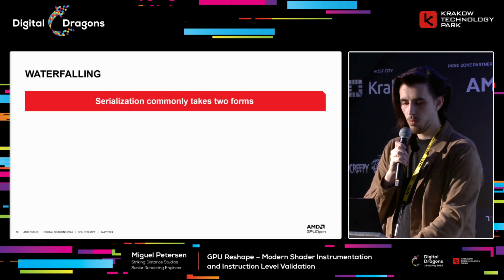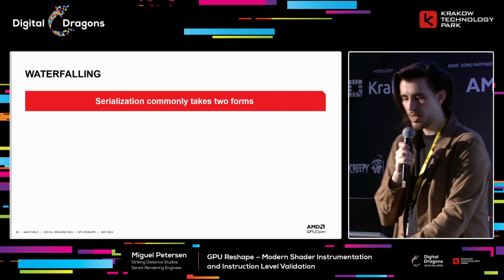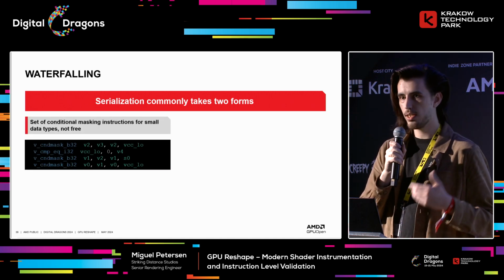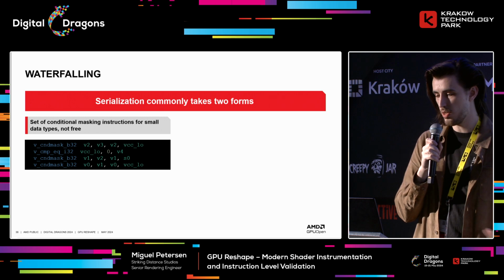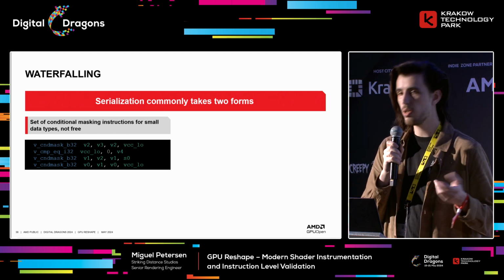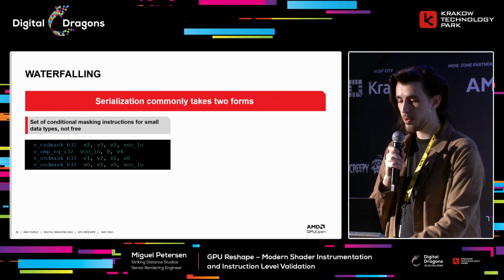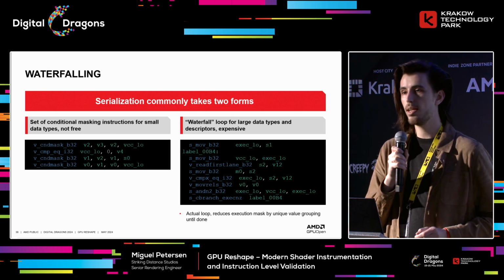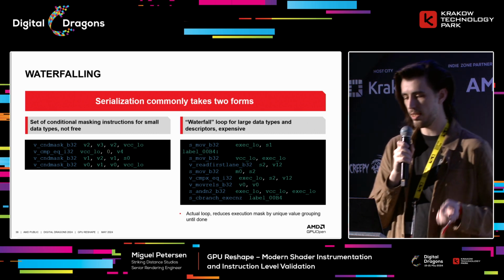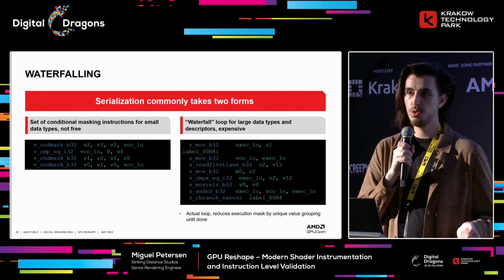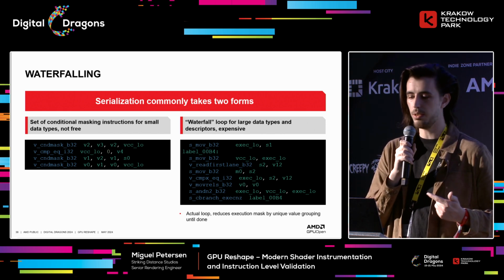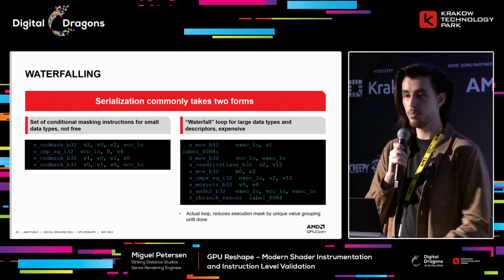But what is waterfalling, right? Let's go over it. And mostly it's one of two forms. For smaller data types, it's essentially a set of conditional masking instructions. These aren't free, but they're not overly expensive. However, for large data types and descriptors, enter bindless, it compiles into an actual loop in the ISA. This loop reduces the execution mask such that each iteration only handles a single unique value at a time, and this can be very expensive.